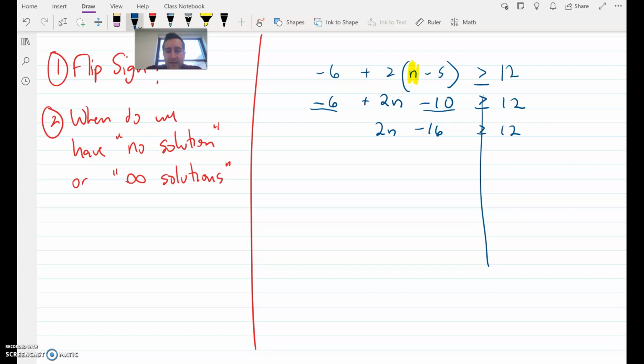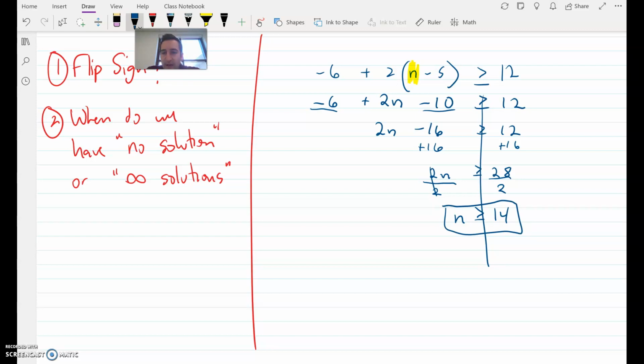So see, I'm just working my way down this equation. I need to get n by itself, so I'm going to add 16. And I'm now at 2n is greater than or equal to 28. Okay, moment of truth here. Wow, this is going to work out to be a whole number. Nice, I'm a genius. We divide both sides by 2. Cancels. And n is greater than or equal to 14. That is our answer.